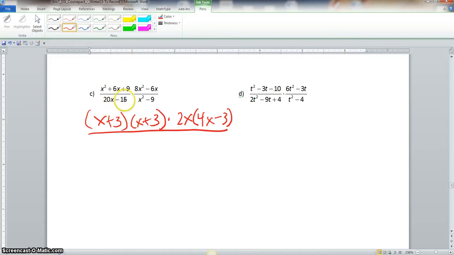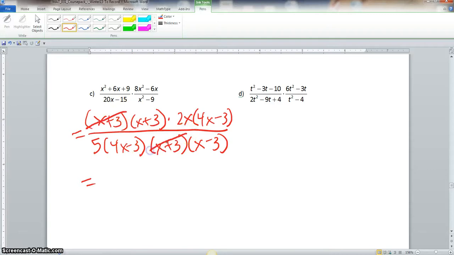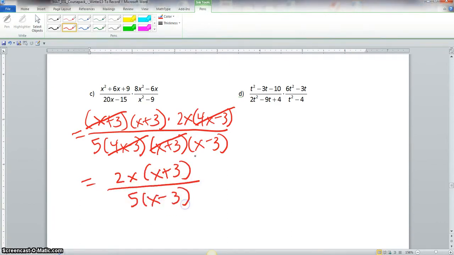Now your denominator, 20x minus 15, you can factor out a 5, and you have 4x minus 3. And then this x squared minus 9, you can factor that to x plus 3 and x minus 3. Now we simplify out what they have in common. We have an x plus 3. We have a 4x minus 3. And that is the only thing they have in common. So in our numerator, we have 2x times x plus 3. In our denominator, we have 5 times x minus 3. And we're done.